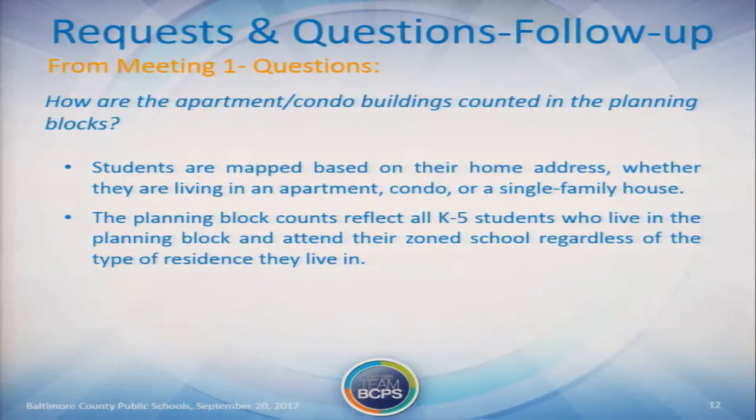Another question that you had in some of the little sheets that you had given us that we took back home with us was, how are the apartment condo buildings counted in planning blocks? When we map the student data, we map out every single student based on their home address. Regardless of whether they live in a single family house or an apartment or a condo, those students are placed on the map. And then they are counted and totaled up to make those planning block totals. So any student that attends Baltimore County Public Schools is reflected in your packet in terms of those planning block numbers, regardless of the type of home they live in.